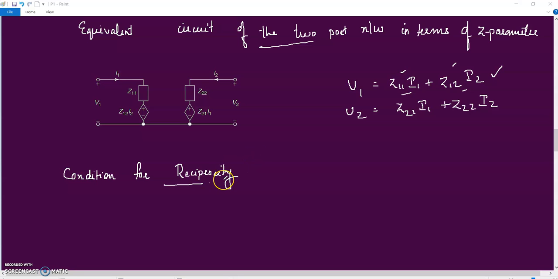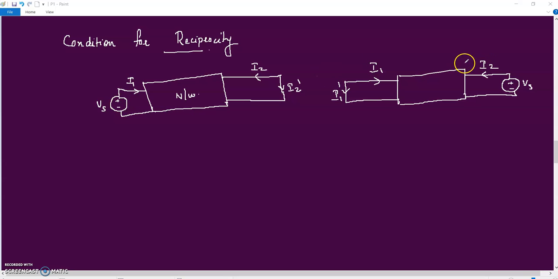Here we have this two-port network, and these are the two cases. When we apply a voltage Vs, we get a current I2 dash. The ratio of Vs and I2 dash will be the same as when their positions are interchanged. That is, when we apply a voltage at the output terminal, we will get a current I1 dash at the input terminal. So the ratio of Vs by I1 dash will be the same as Vs by I2 dash.